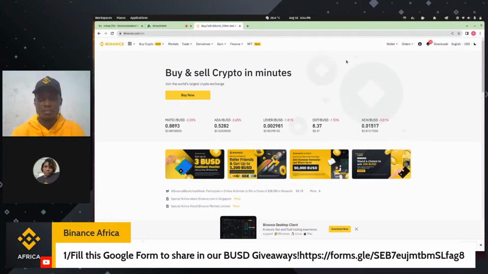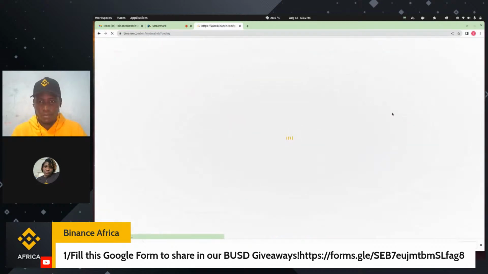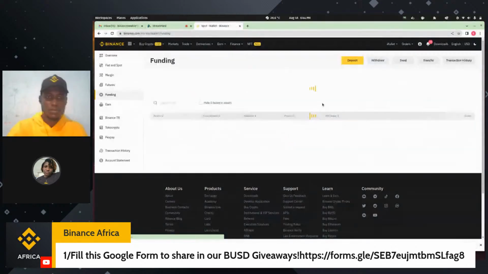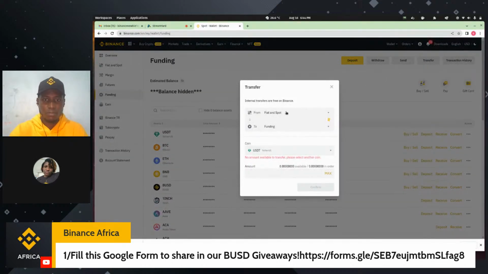Before you can use P2P, you need to ensure that the assets you want to trade with are in your funding wallet, because if they are not in the funding wallet, you will not be able to trade with them. So here I'm hovering over the wallet. When you come here, you can see we have the fiat and spot, and we have the funding wallet. So let me quickly click on that. Before you can trade on the P2P, you need to ensure that your funds are here on the funding wallet. In case you have your funds on the spot wallet, all you can do is hit transfer. When you hit transfer, you can transfer from your fiat or spot wallet to your funding wallet and vice versa.